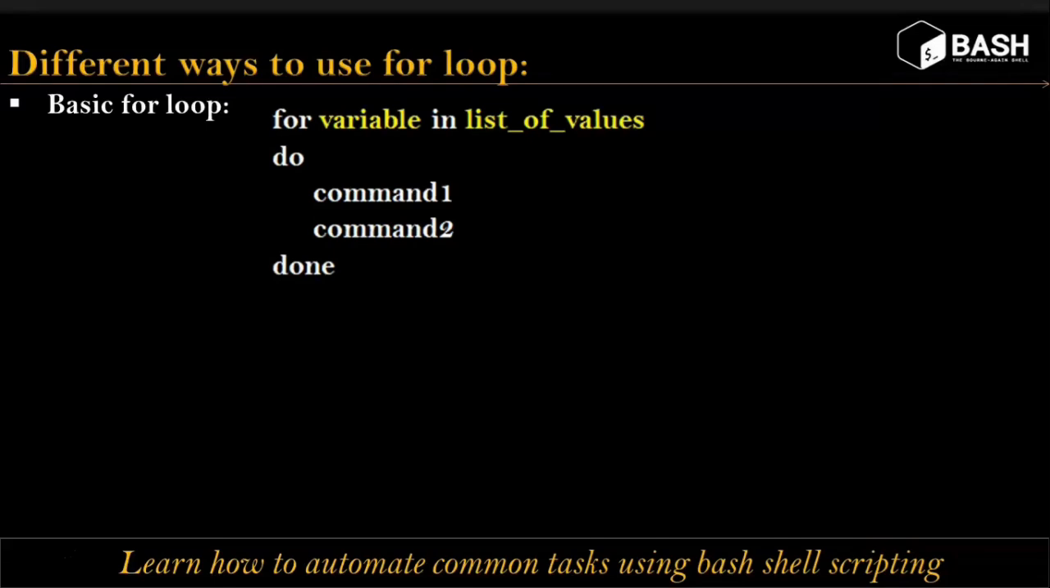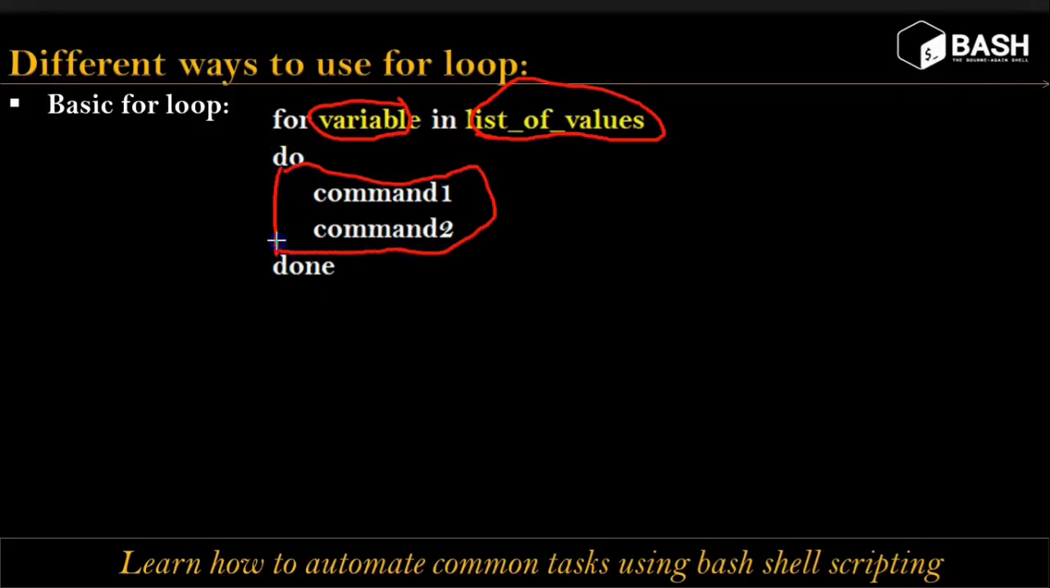And here if you observe, there is a variable. This is nothing but simply a variable name. You can take any valid variable name here, and here you have to provide some list of values as we have seen in our introduction video. And between do and done, you have to write some number of lines, whatever lines you want to repeat for n number of times. And this block between do and done, whatever the lines are there, is called simply the for block.